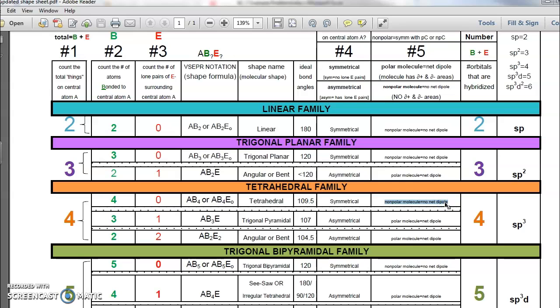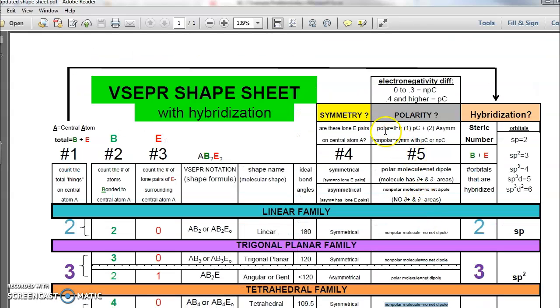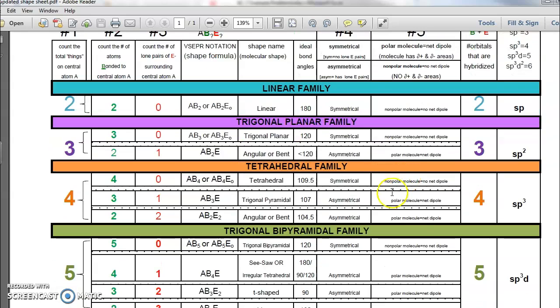There cannot be a net dipole. In order for the molecule to be polar, there are two conditions. If and only if it's asymmetrically shaped and the atoms are not sharing equally, giving rise to polar covalent bonds, which creates the little mini dipoles. So, tetrahedron is symmetrically shaped. It is a nonpolar molecule. There's no net dipoles. There's no partial charges.